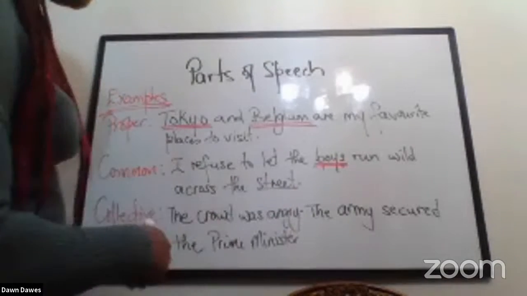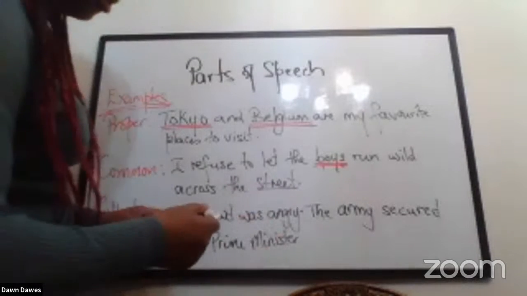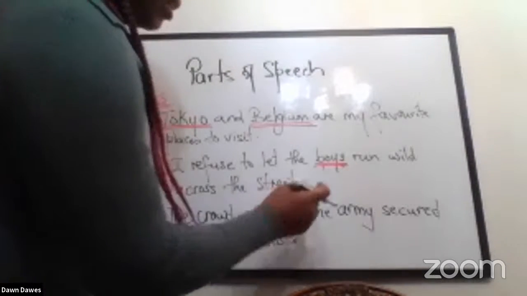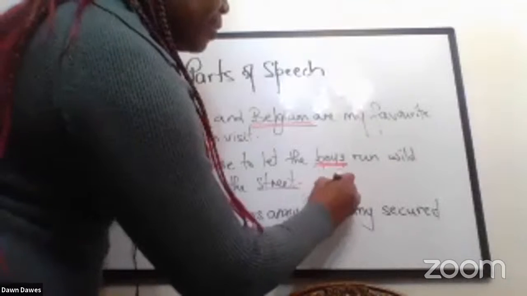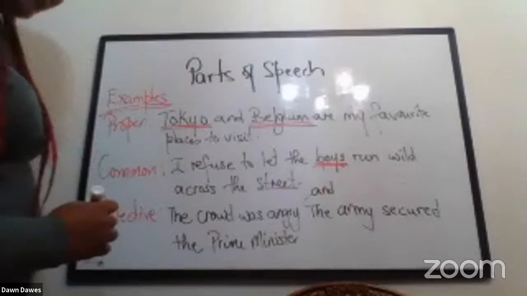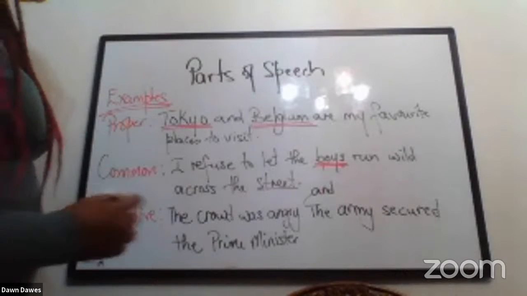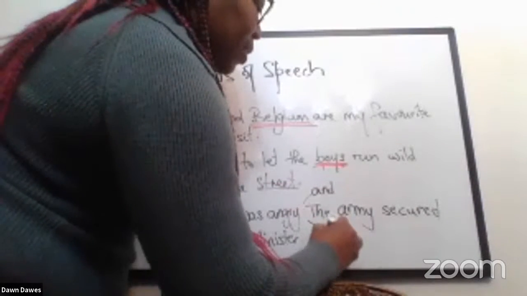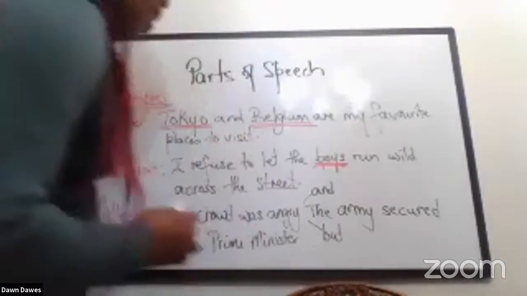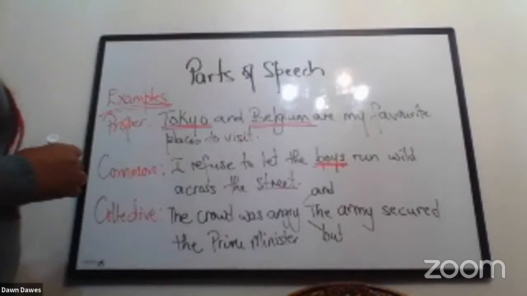The crowd was angry. And let me see which one we can use. What do you think about and? The crowd was angry and the army secured the prime minister. Or what do you think about this one? The crowd was angry, but the army secured the prime minister.